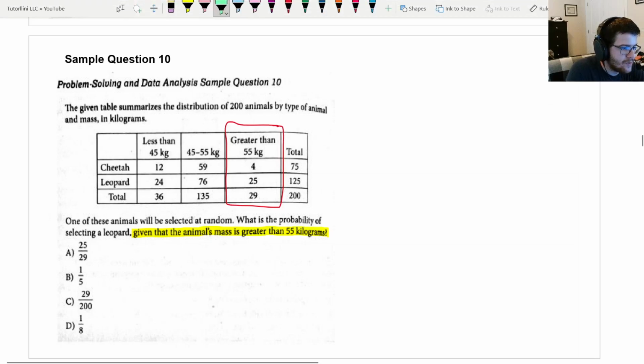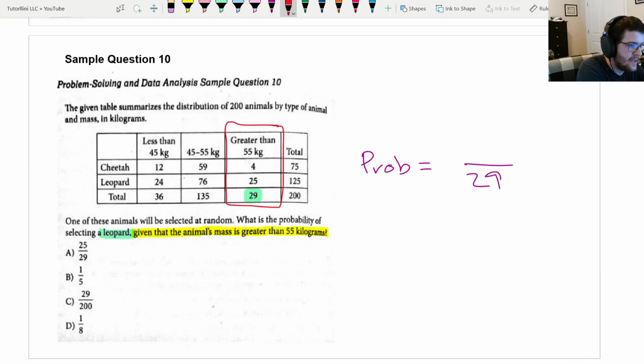And now it says we want the probability of selecting a leopard. So we want the leopards. And remember, probability is desired over total. So we're going to do the total, which is 29. That goes on the bottom. We don't care about any of this other stuff, just the greater than 55 kilograms, because it said given. It means we're only looking at that group. And the leopards is 25. So we're going to put 25 over 29. And that is answer choice A.